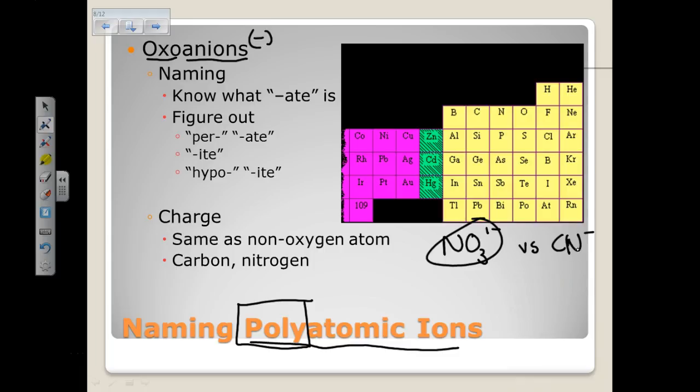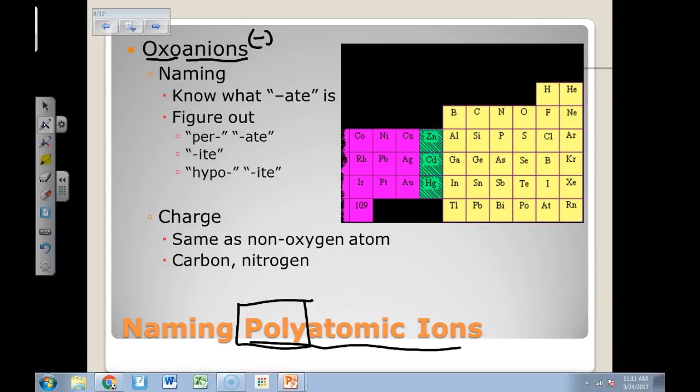It is a polyatomic ion. It is an ion with a negative charge that has more than one atom in it. So it is a polyatomic ion, but it is not an oxoanion. The vast majority of ions that we deal with in this sort of basic chemistry are oxoanions. So let's spend a little bit of time naming those oxoanions.